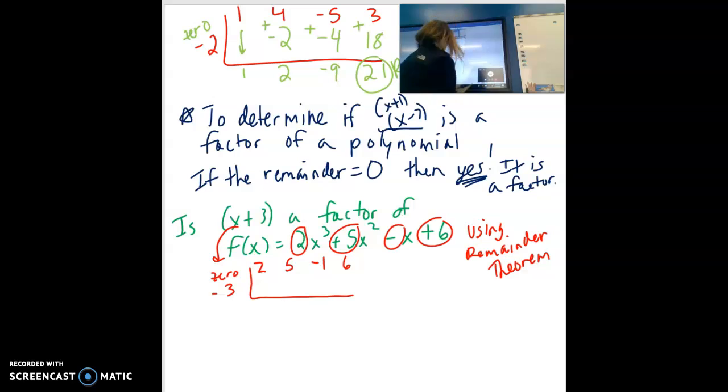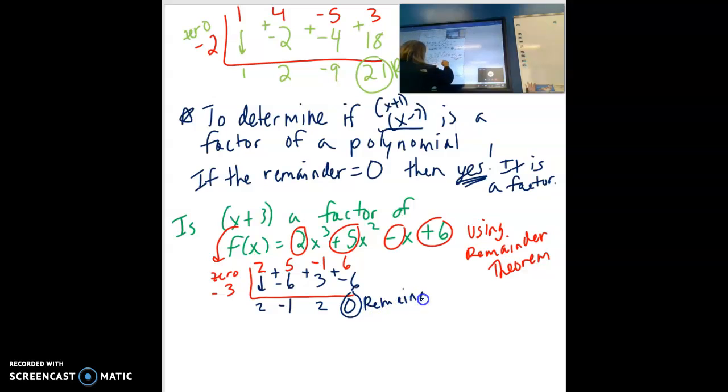Now, let's go ahead and practice using synthetic. So I bring down the 2. And then again, my steps are to multiply and add. So 2 times negative 3, add. Negative 1 times negative 3, add. 2 times negative 3, add. And again, I go through this quickly because I know my multiplication facts pretty quick and addition pretty quick. If you need to use a calculator, make sure you have that out. Okay? And remember, the last number represents my remainder.